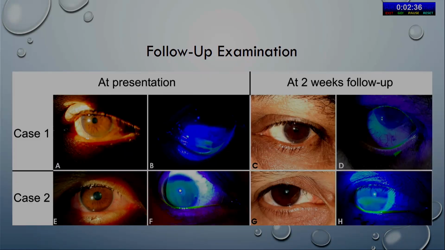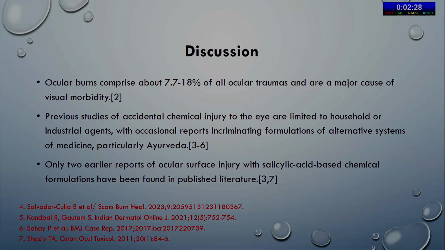So at the 2 weeks follow-up examination, this is how the epithelial defects were seen to be healing, and this was satisfactory clinically. Ocular surface burns comprise about 7.7% to 18% of all ocular traumas. Previous studies of accidental chemical injuries are limited to household or industrial agents, with occasional reports incriminating formulations of alternative systems of medicine, particularly Ayurveda. Only 2 earlier reports of ocular surface injury with salicylic acid-based chemical formulations have been found in published literature.